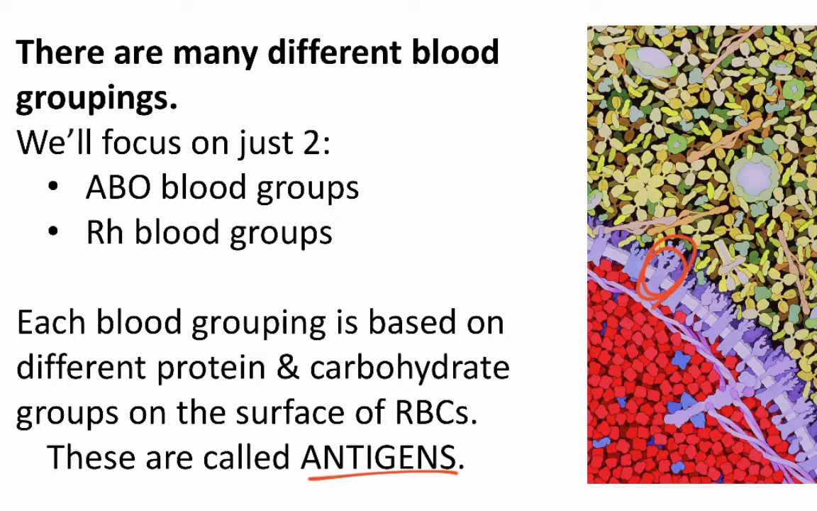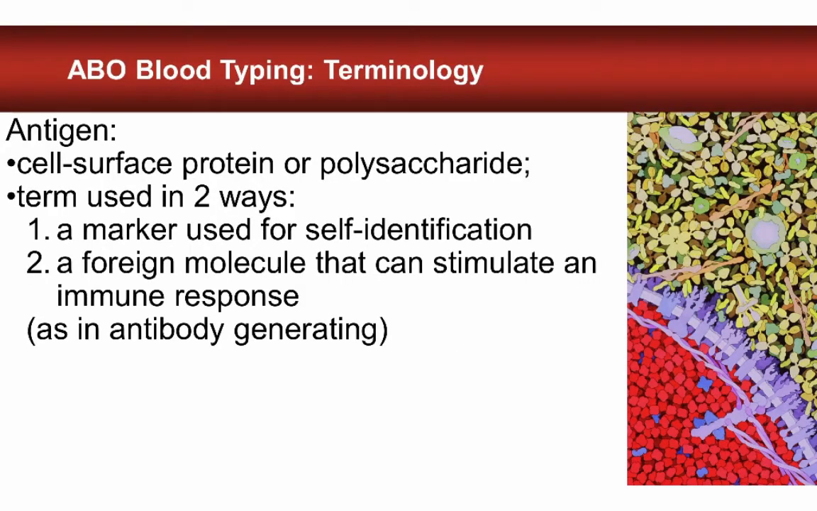So antigens are cell surface molecules. Antigens can be proteins or polysaccharides. They're often a combination of both. And again, it's important to remember that the term is used in two ways. So if you're answering questions that have to do with antigens, you want to be sure to pay attention to whether what's being described are foreign antigens or self-antigens.